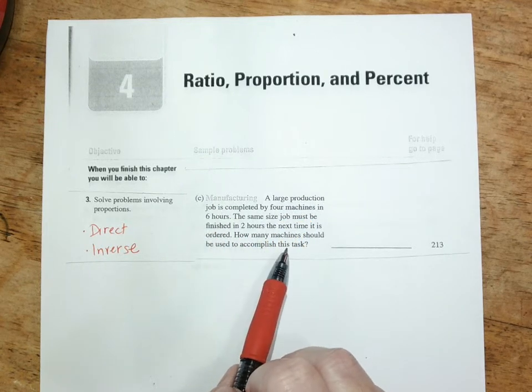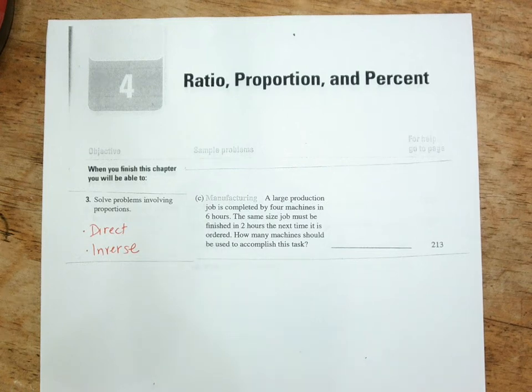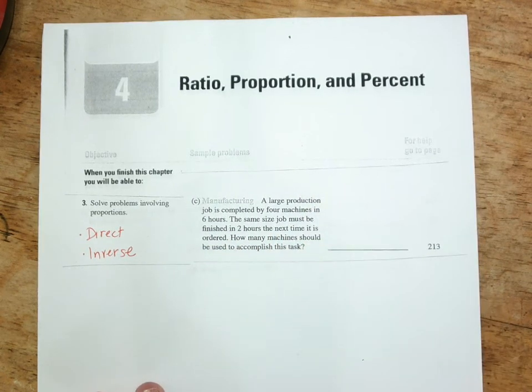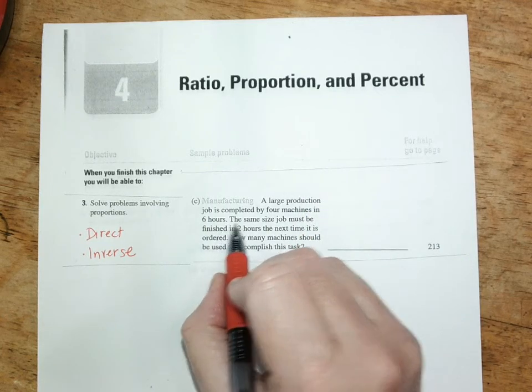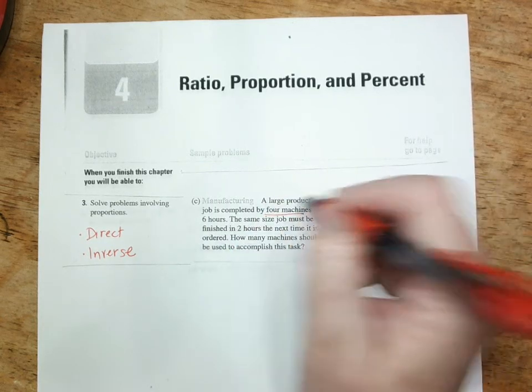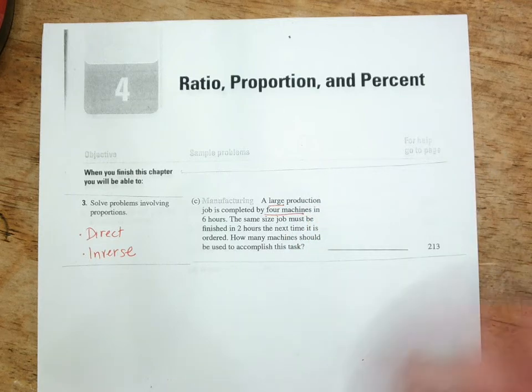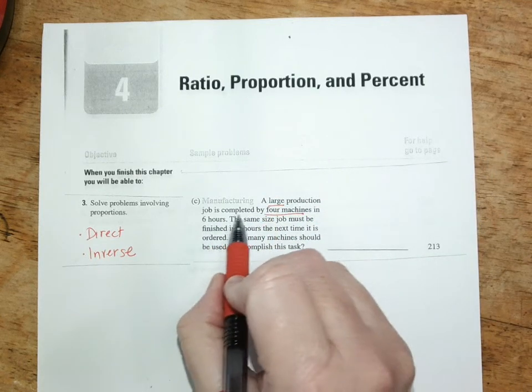So here we have a manufacturing problem. It says a large production job is completed by 4 machines. Okay, it says large production job. That might be relevant. It might not be. We don't know yet. But what we do know is that it was completed by 4 machines in 6 hours.